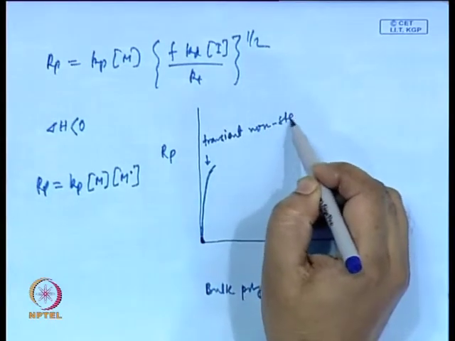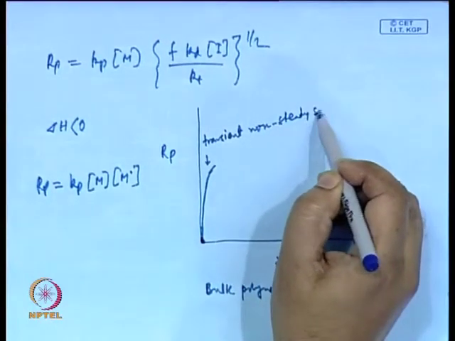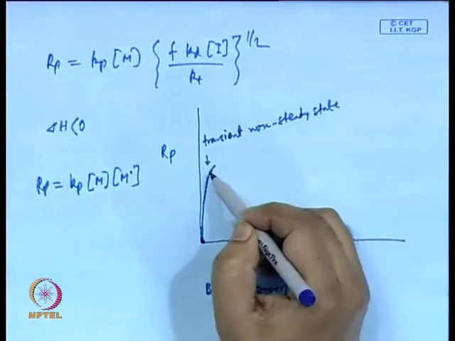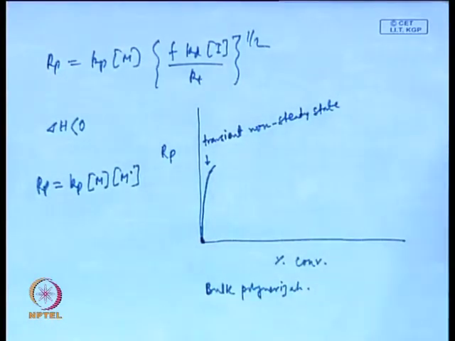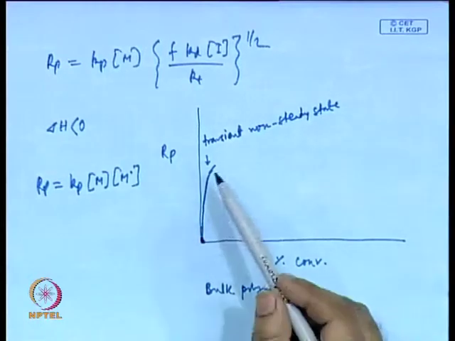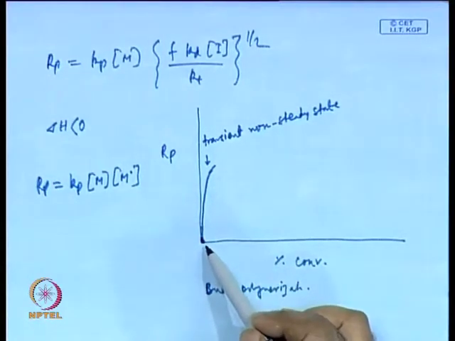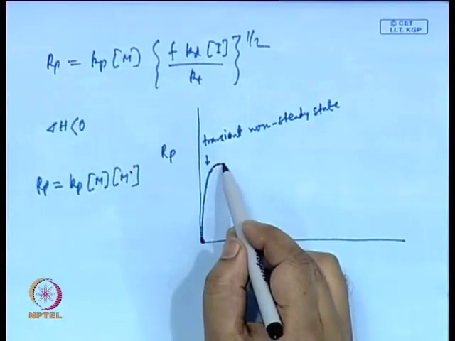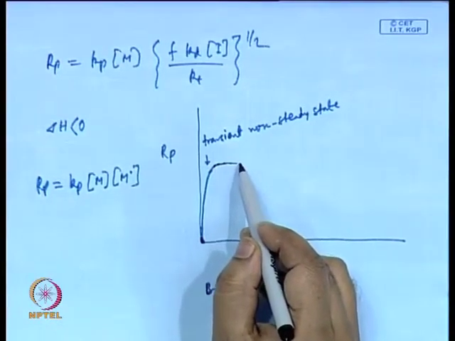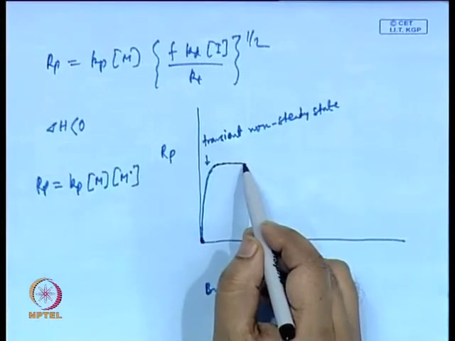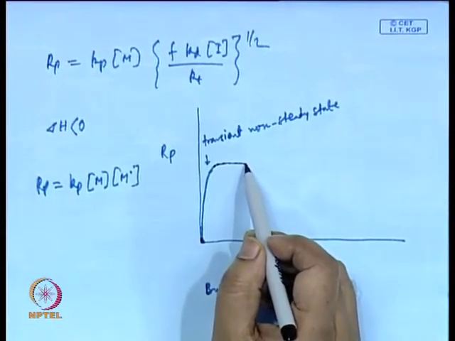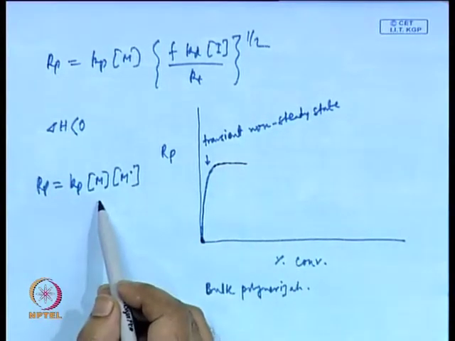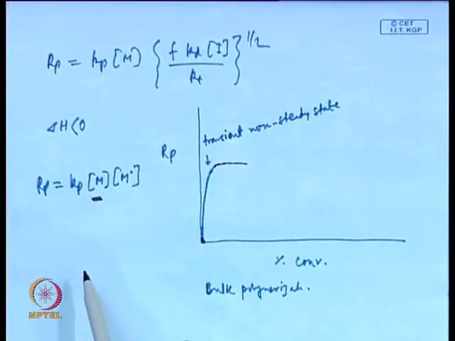non-steady state before the steady state happens. This is transient, it does not take much longer time, or too much conversion to achieve that. Now, once the steady state has been reached, Rp will be almost constant, but with time what happens to the concentration of M?